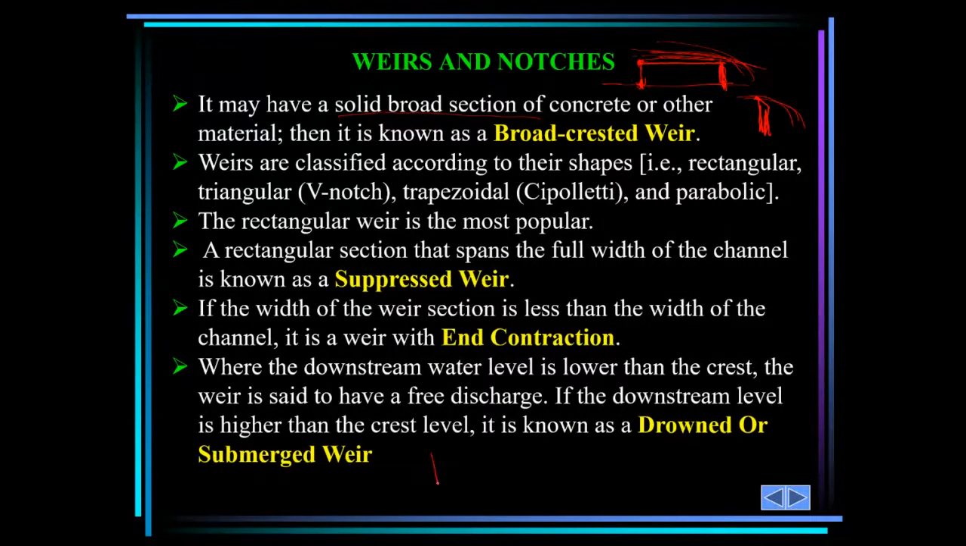If you have the channel and you install a rectangular weir that spans the full width, the full width of the weir is equal to the width of the channel. We call it a suppressed weir. If the width of the weir section is less than the width of the channel, it is a weir with end contractions.